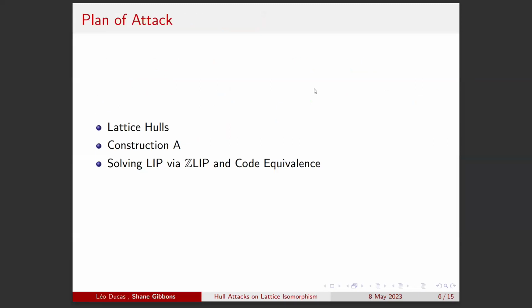So the plan of attack for today is: I'll explain what the hull of a lattice is. I'll explain what a construction A lattice is, and this is the family of lattices on which this attack works, or at least it's the one that we show that it works on. And then finally, I'll talk about how you can use the hull to solve LIP via an instance of ZLIP and the code equivalence problem.